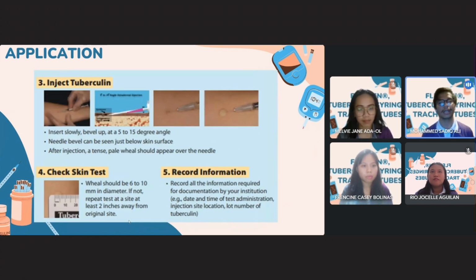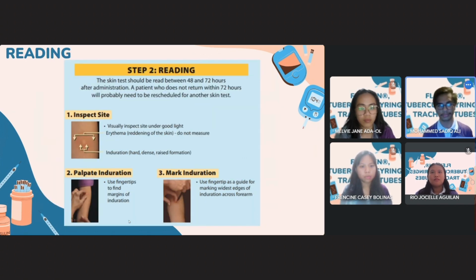Next is to inject the tuberculin. Insert slowly, bevel up, at a 5 to 15-degree angle. Next, we have to check the skin test. The wheal should be 6 to 10 millimeters in diameter. If not, repeat the test at a site at least 2 inches away from the original site. Lastly, record all information. Record the information required for documentation by your institution.